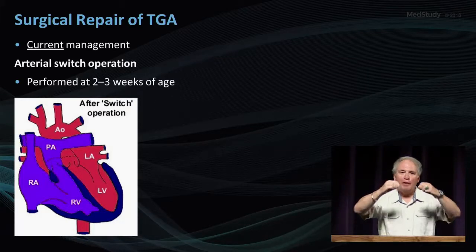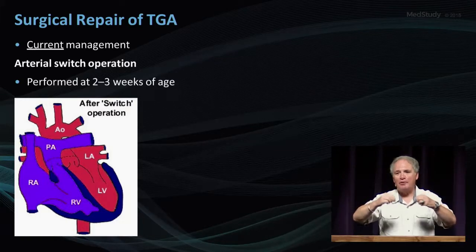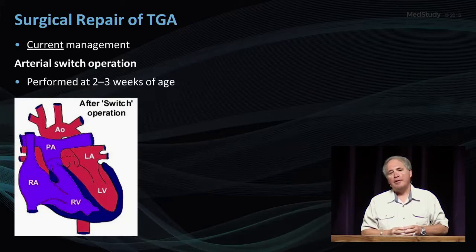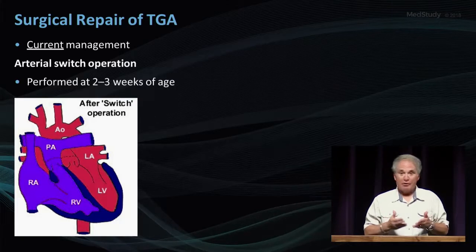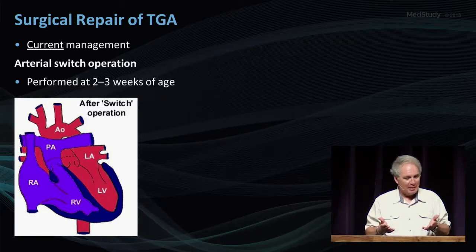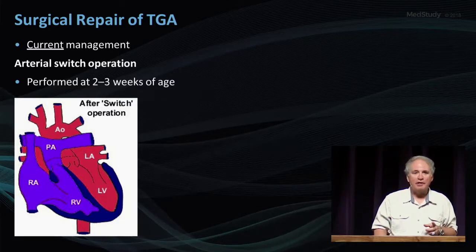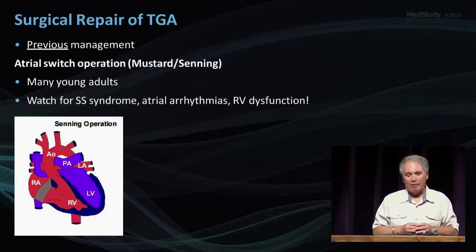But once transferring of the coronary arteries became understood, this is now the procedure of choice for correction of transposition of the great arteries. And if you think about it, after this surgery, it's a normal heart. And the follow-up has been very, very good for these babies. Okay? That's the current surgery for transposition of the great arteries.